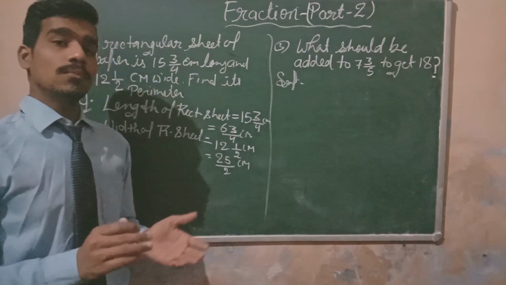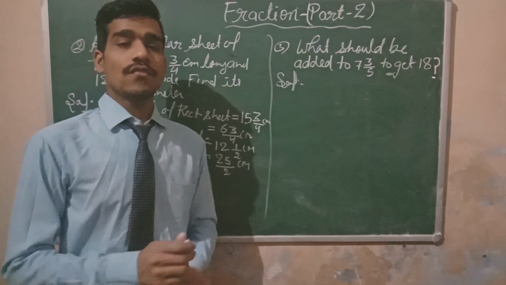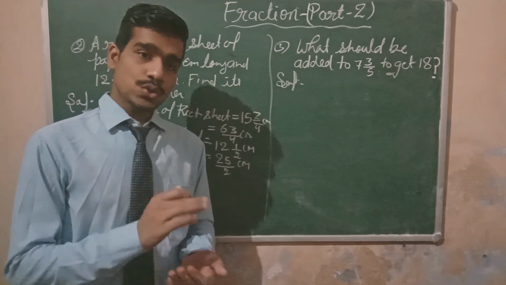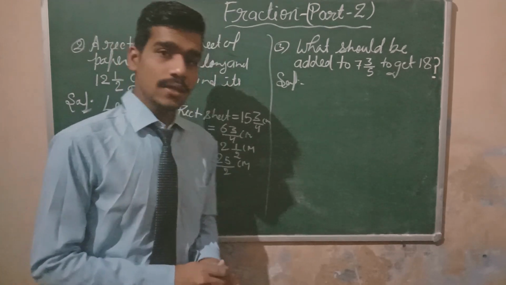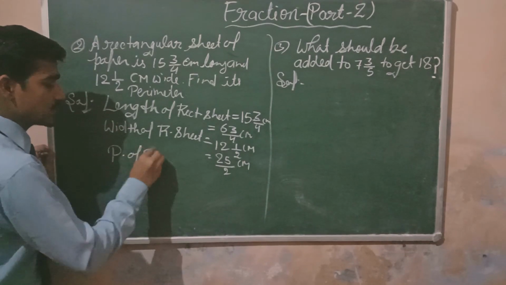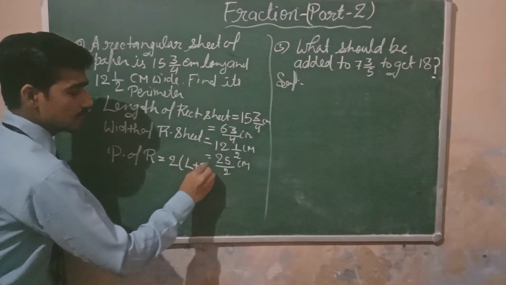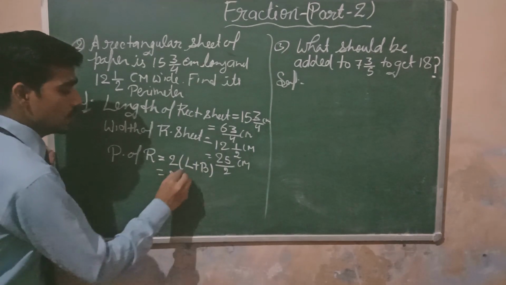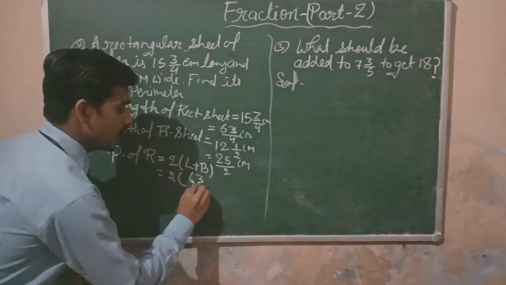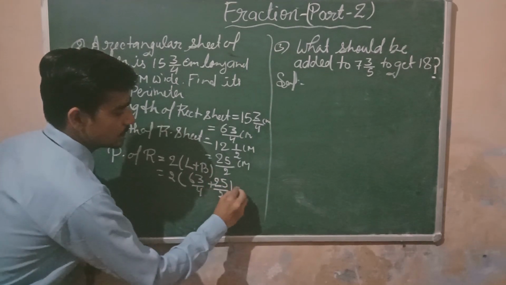What is the formula for the perimeter of a rectangle? Perimeter of a rectangle is equal to 2 in brackets L plus B, meaning 2 in brackets length plus breadth. You will write here: perimeter of rectangle is equal to 2 in brackets L plus B, and this is L and this is B. 63 by 4 plus 25 by 2. Clear?